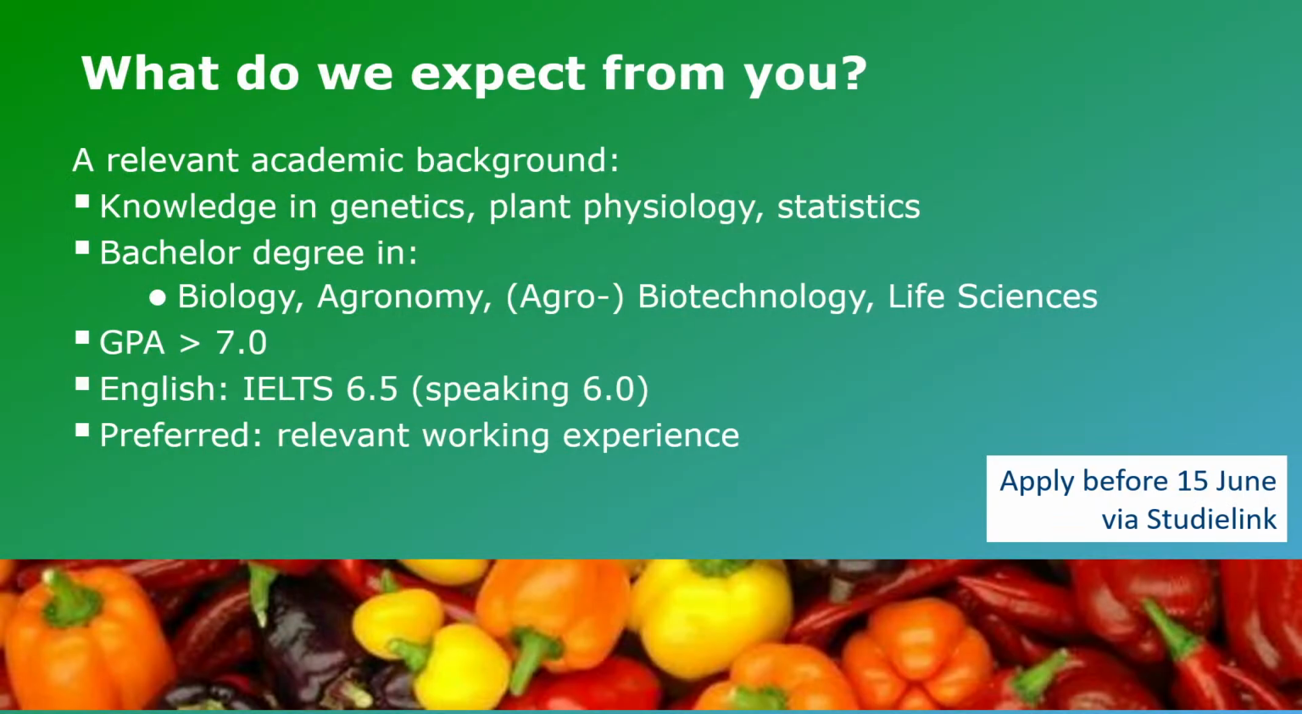If you consider to apply, it's important to realize that we have an application deadline of 15th of June via StudyLink, which is the Dutch platform for application to bachelor and master education. When you apply before the 15th of June via StudyLink, then you still have 2 more weeks to complete your application file at Wageningen University. Then the admission committee will check whether you indeed can be admitted to our master's.